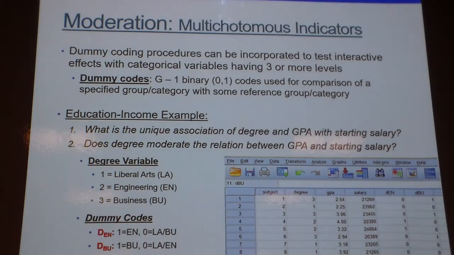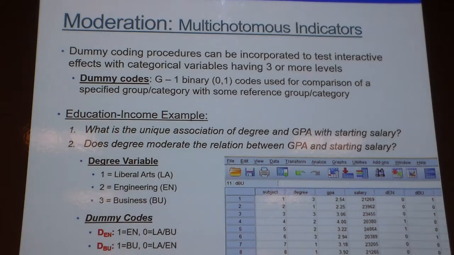The idea being that for different types of people receiving different degrees, their starting salary is probably going to differ, right? And a lot of pressure to get good grades. So what is your GPA? What effect does your GPA have on your starting salary? And then do these two things interact with one another, right? The relation between college GPA and starting salary, does that differ across different types of degrees?